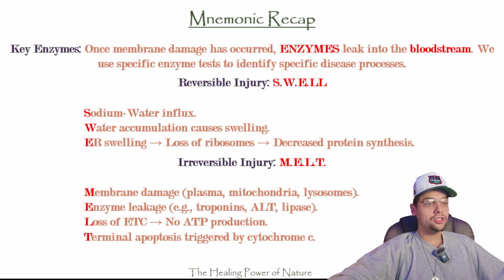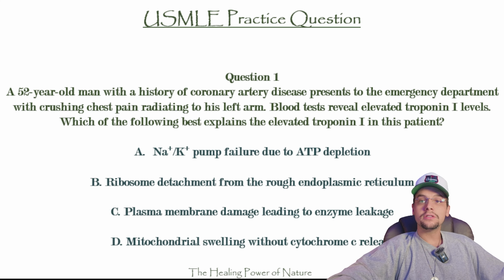E for enzyme leakage like troponin, ALT, or lipase. L for loss of the electron transport chain, meaning no ATP production. And T for terminal apoptosis triggered by cytochrome C. So let's go ahead through a couple USMLE practice questions.